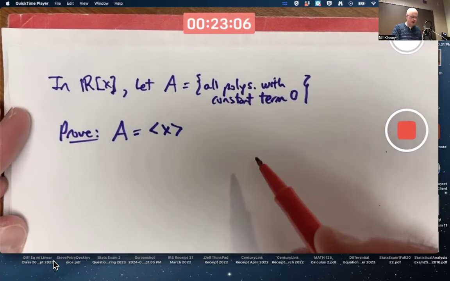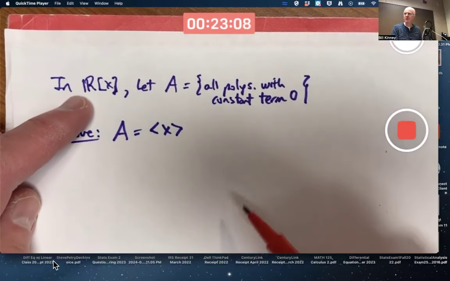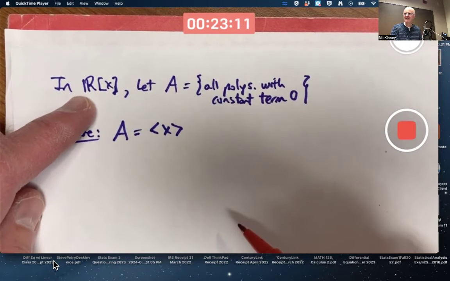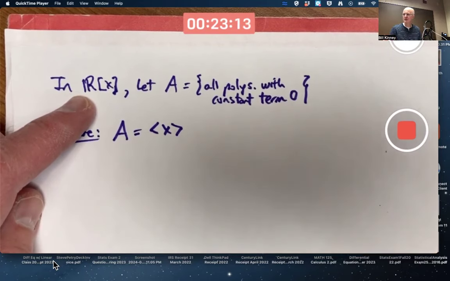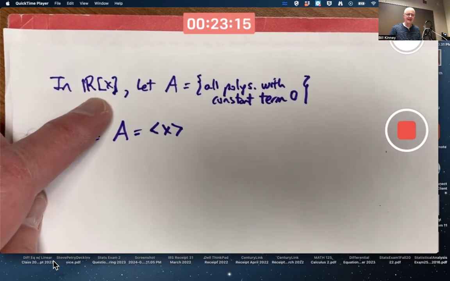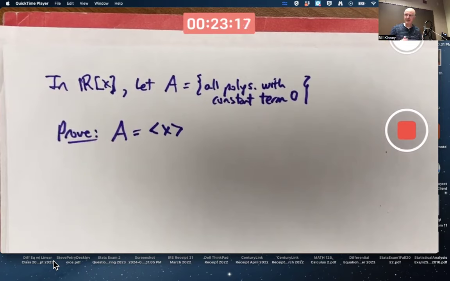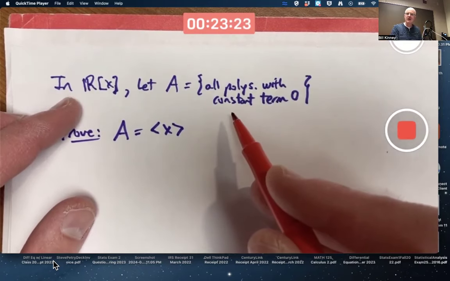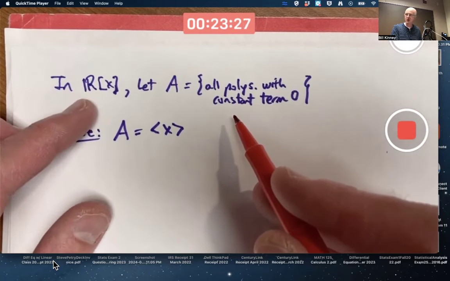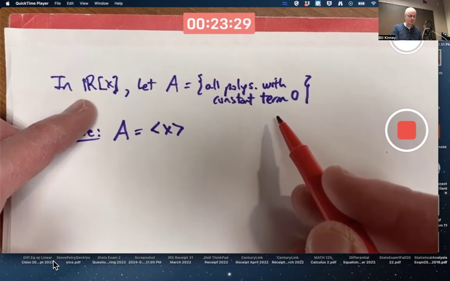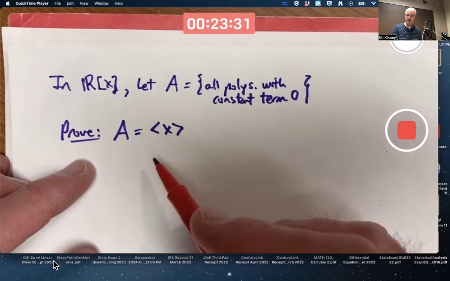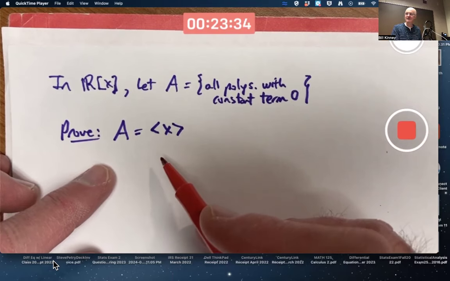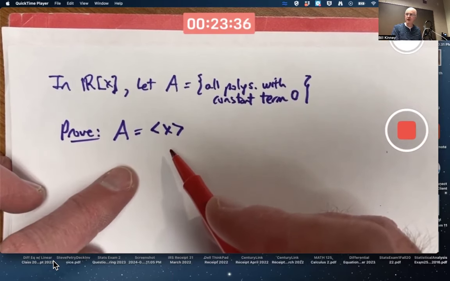So this problem is described as: in this polynomial ring R[x]. Again, the R stands for what the coefficients are from. They are real numbers. The x being in square brackets emphasizes the elements of this ultimately are polynomials. Let A be all the polynomials in here with a constant term equal to 0, no constant term. What we want to prove is that A is the same as the principal ideal generated by x.